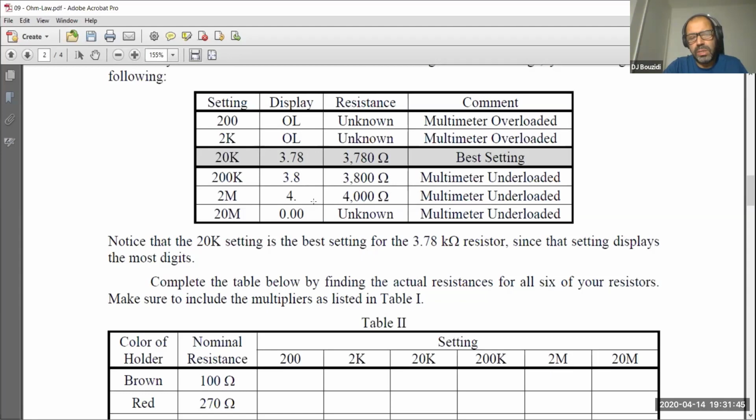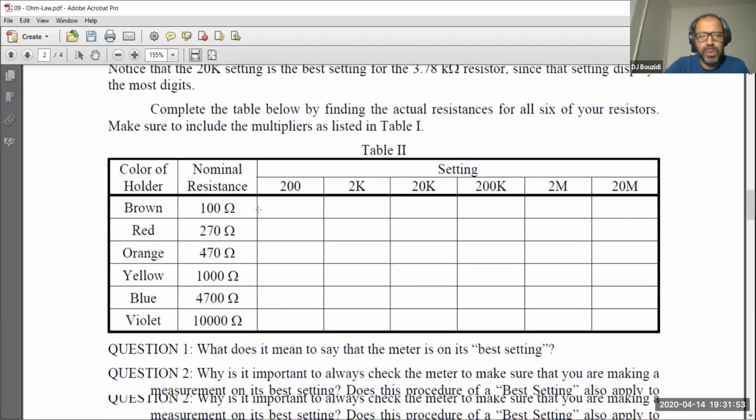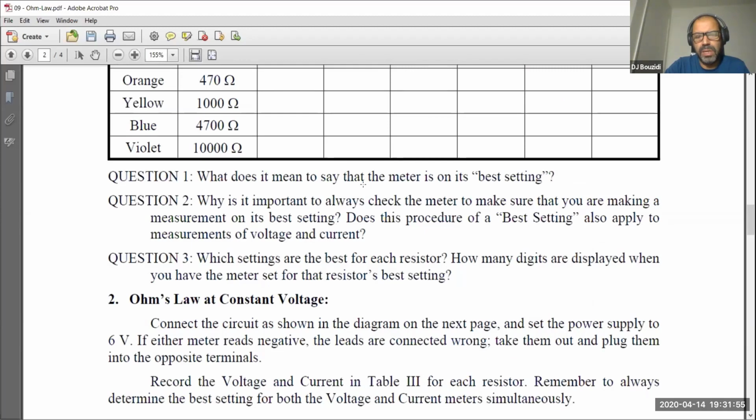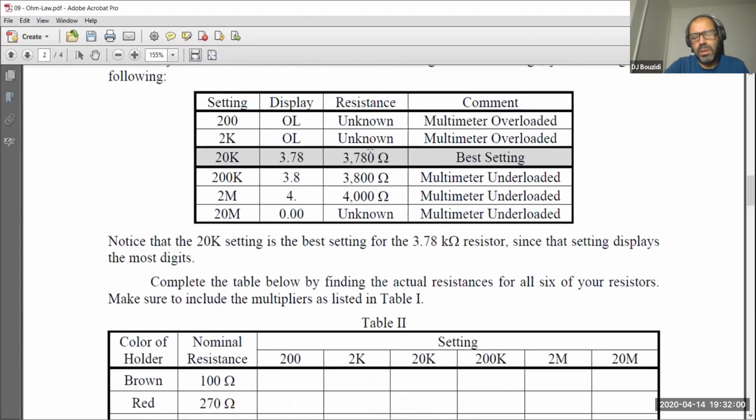So in other words, these readings can give you a lot of precision, and this is your best setting. The question on the bottom in here: what does it mean to say that the meter is on its best setting? It's basically giving you the highest number of significant figures. That's basically, in a nutshell, the answer to that question.